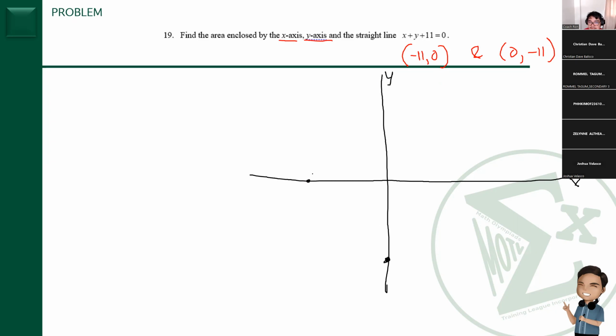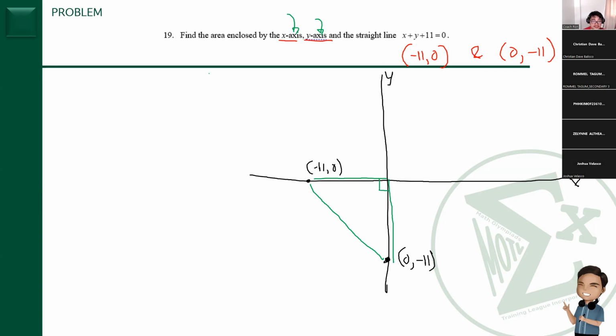Okay, so this is negative 11, 0. This is going to be 0, negative 11. And I'm going to connect my line like so. And it says it's bounded by the x-axis, so it's bounded by this. And also bounded by the y-axis, so it's bounded by that. Okay? So the thing here is because it's bounded by both axes, it's going to be a right triangle.